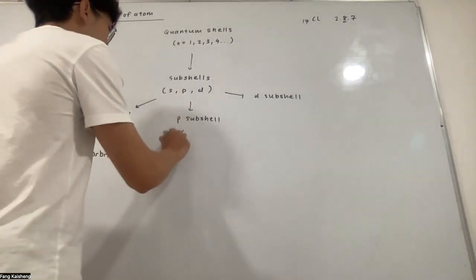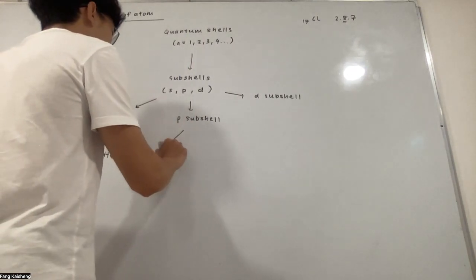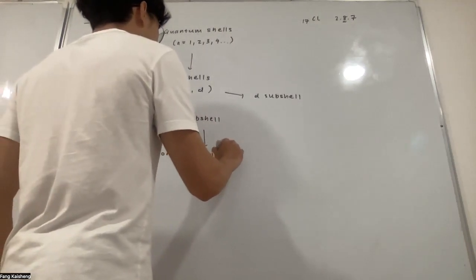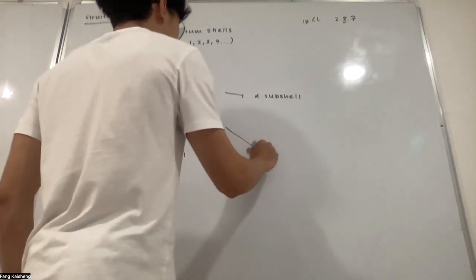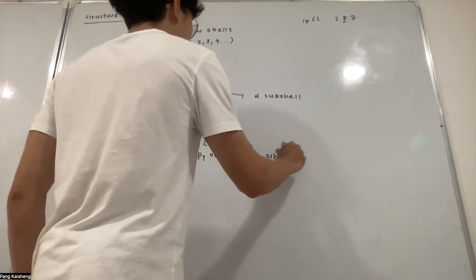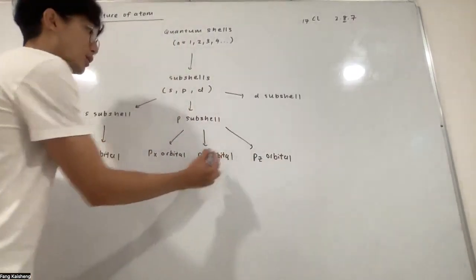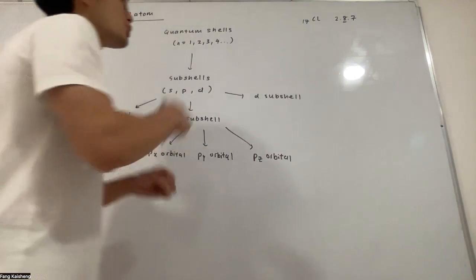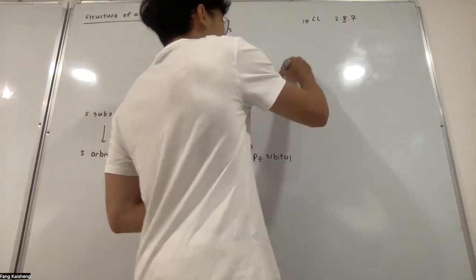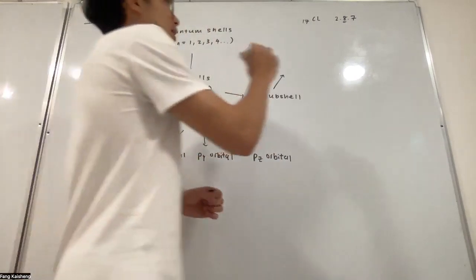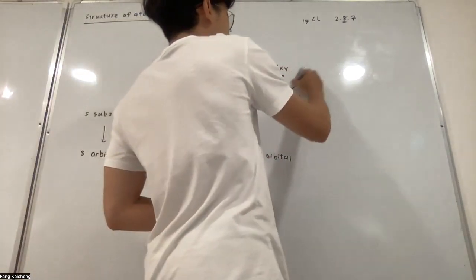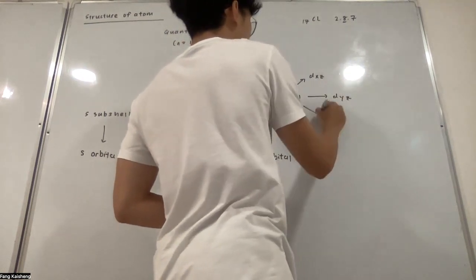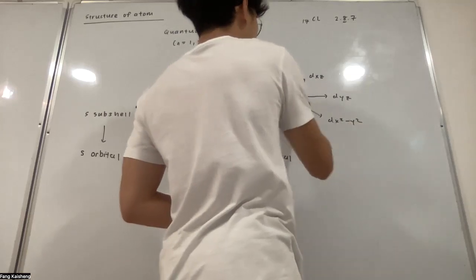A P subshell, you can find 3 different orbitals: the PX orbital, the PY orbital, and PZ. The X, Y, and Z simply represent the axes. Of course, we live in a 3D world, so you're going to see 3 different dimensions, X, Y, and Z, 3 different axes. And then finally, for the D subshell, you can come across 5 different types of orbitals. So orbitals are like a smaller unit now. Let's list down all 5: dxy, dxz, dyz, and then continue, dx squared minus y squared, dz squared.